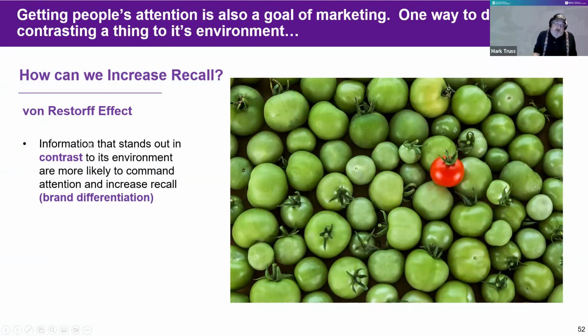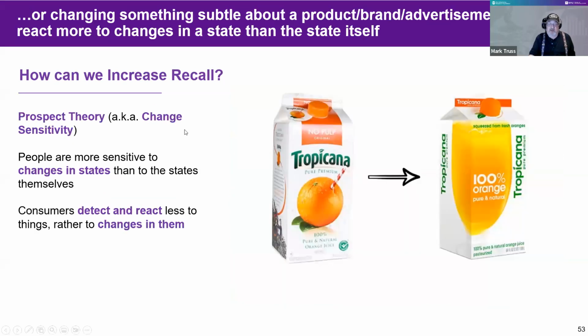The Von Restorff effect also says that information that stands out in contrast to its environment is more likely to command attention and increase recall. Well, that says a lot about brand differentiation, right? Brands that are very different will be recalled at a higher level.